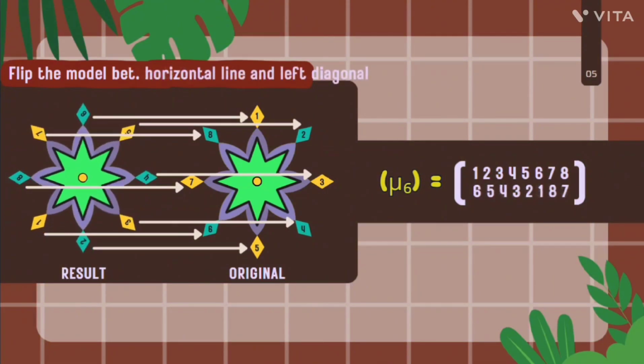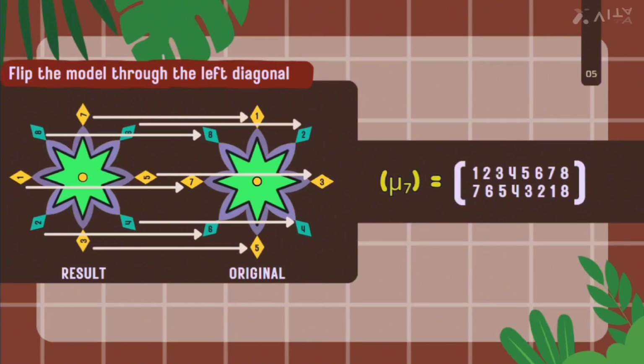And this is the mu sub 6. This is the result after flipping the model between horizontal line and left diagonal. And we have here the mu sub 7. As you can see, the result of mu sub 7 after flipping the model through the left diagonal.